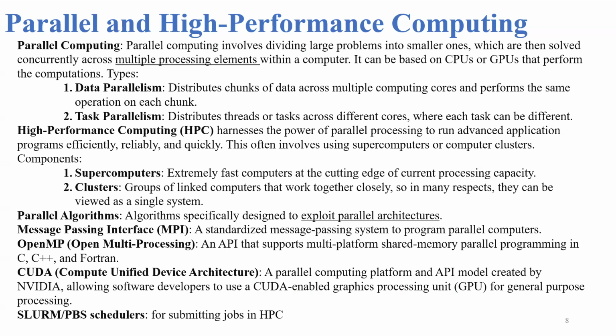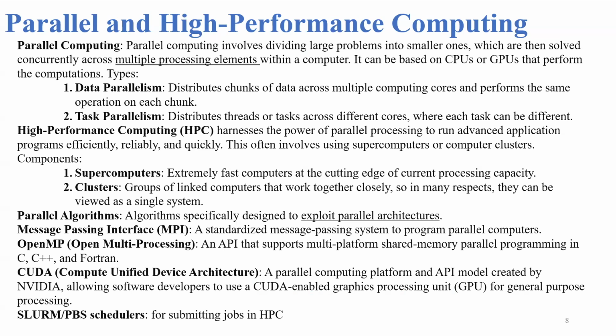So it can be data parallel or it can be task parallel. So you want to distribute the amount of data you have across multiple cores, or instead of doing it by data, you can also do it in terms of tasks. So depending on the problem that you're trying to solve, one versus the other could be chosen.